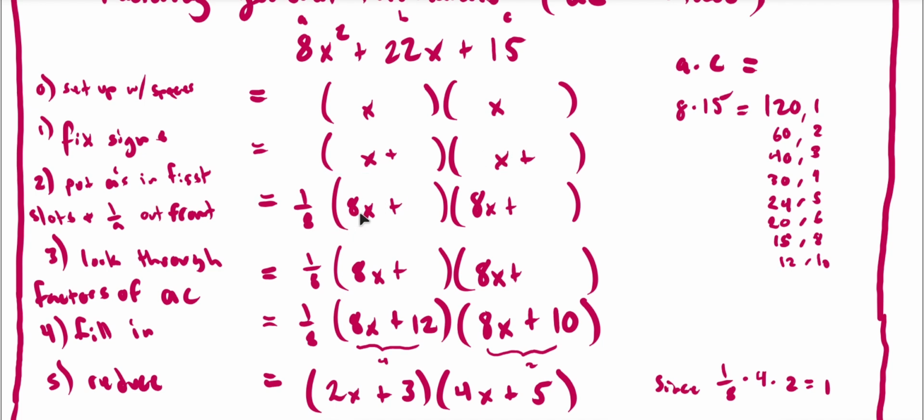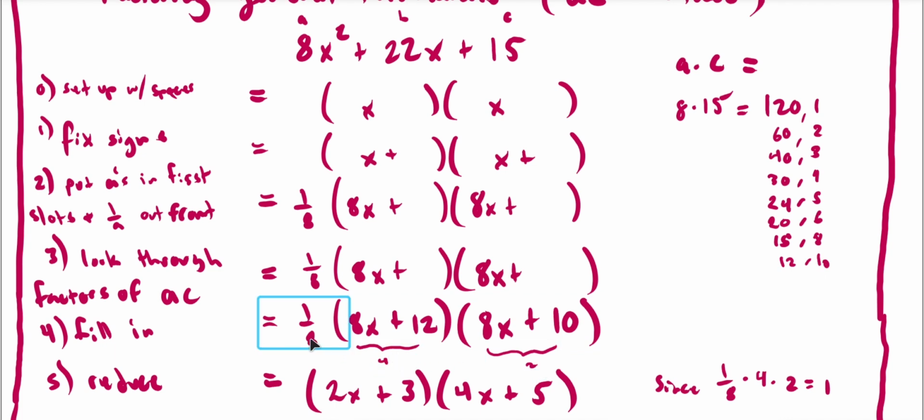We put A's in each of the first 2 slots, that's 8 in this case, and a 1 over that out front. Just do this all at once. Set the whole thing up just like this. And now look at A times C. That's 8 times 15. That's 120, which has the following list of factors. What are we looking for? We're looking for 22. It's same sign, so we're looking for a sum of 22, and we find that with 12 and 10. Putting my 12 here and my 10 here, I could factor out a 4 from this one and a 2 from this one.